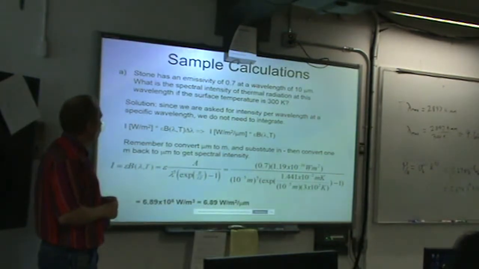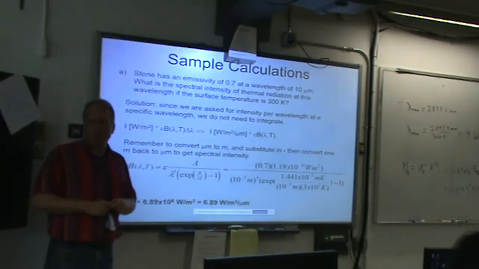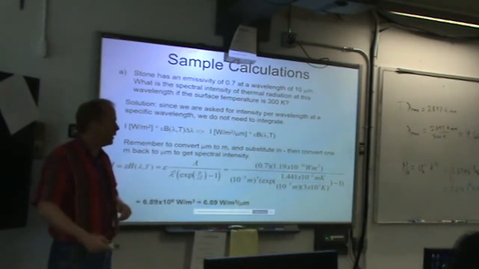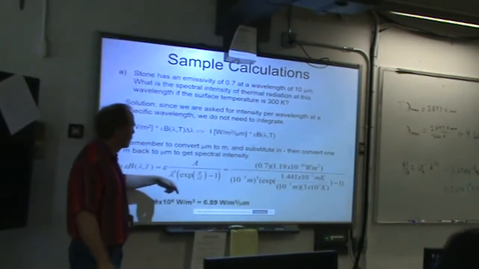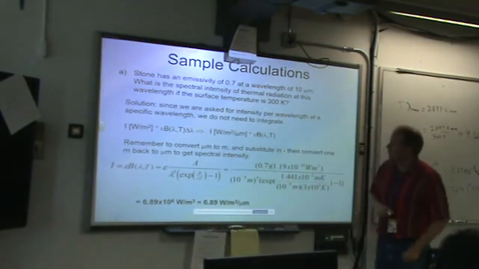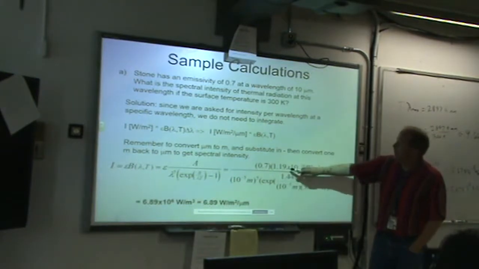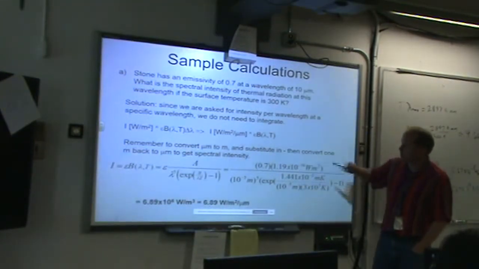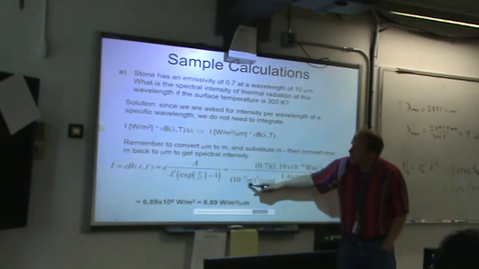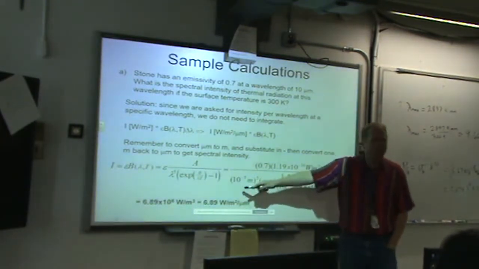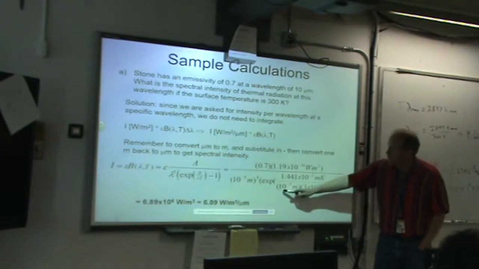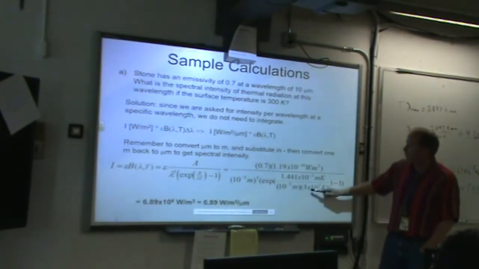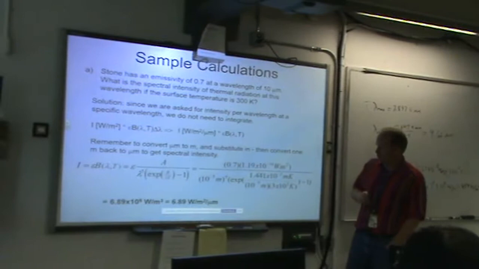So we have to convert everything into meters first. Our wavelength we have to convert into meters, and then we're going to substitute. So here's our equation. I'm putting in 0.7 for the emissivity. A is that number that I had given you. Wavelength, we have 10 microns, and I converted that into meters: microns are 10 to the minus 6, so 10 microns is 10 to the minus 5, raised to the 5th power. There's the exponent with this constant, there's our wavelength converted to meters, there's the temperature, minus 1.